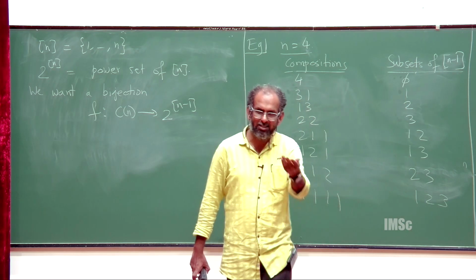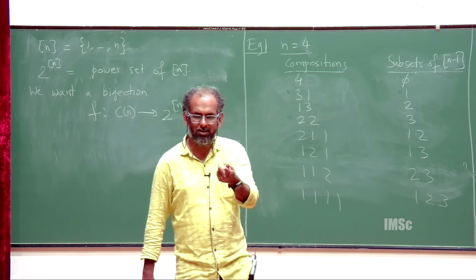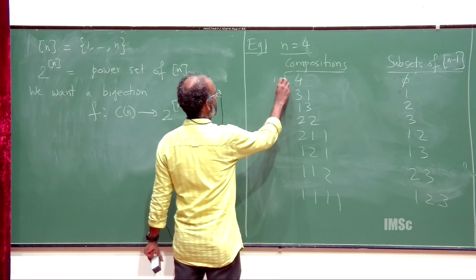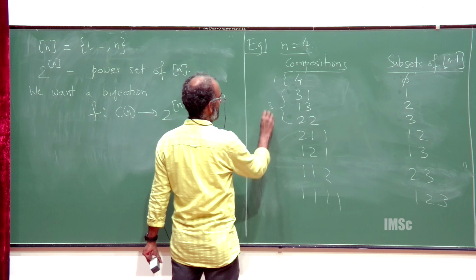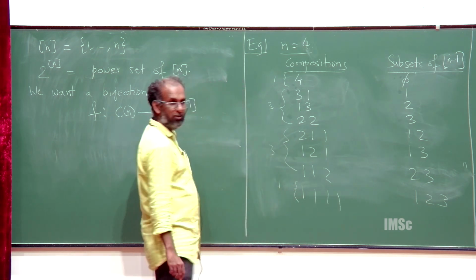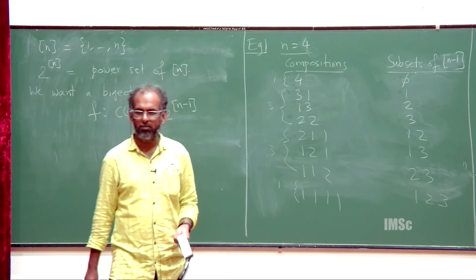And does it, yes? Were you going to say something? Okay. So this is 1. There's one element here. There are 3 elements here. There are 3 elements here. There's 1 element here. Do these numbers 1, 3, 3, 1 remind you of something?